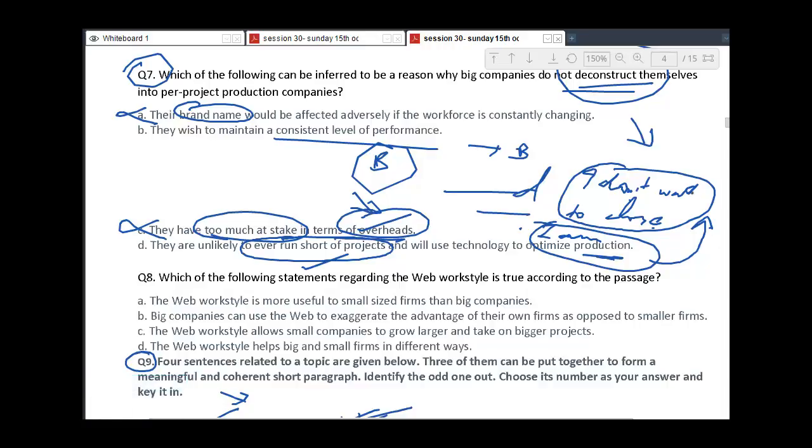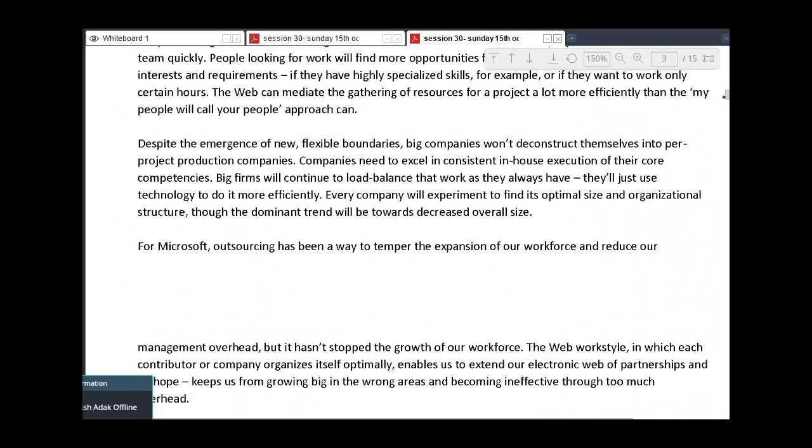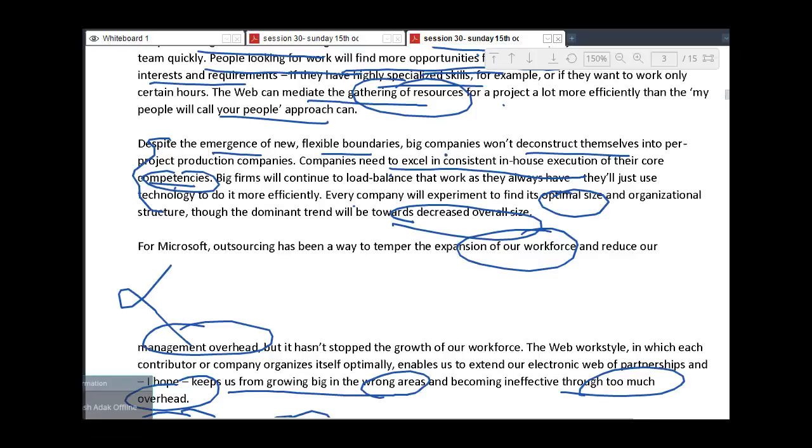Now go to the passage. Go to the paragraph. When you go to the paragraph here, you look at this sentence. Despite emergence of new boundaries, big companies won't deconstruct. Companies need to excel in consistent in-house execution of their core competencies. Because they need to excel in this, they are not willing to deconstruct.